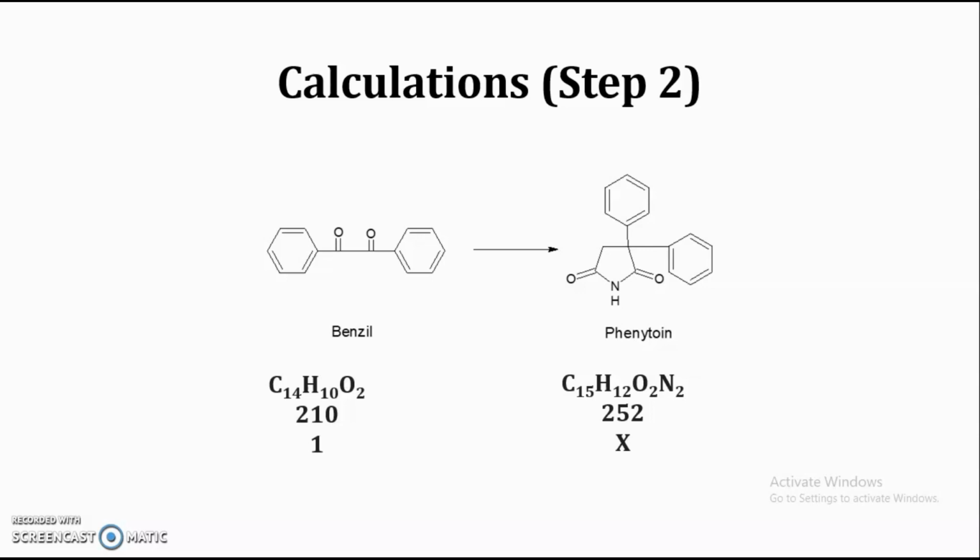So here we have used 1 gram of the Benzil. What is the meaning? When 210 gram of Benzil is used, it will be converted into 252 gram of phenytoin. So here we have used 1 gram of Benzil, so we will consider that it will be converted into x gram. By cross multiplication we can calculate the quantity of x. X is equal to 252 into 1 divided by 210 grams, so it is equal to 1.2 gram. This is known as the theoretical yield. It is equal to 1.2 gram.